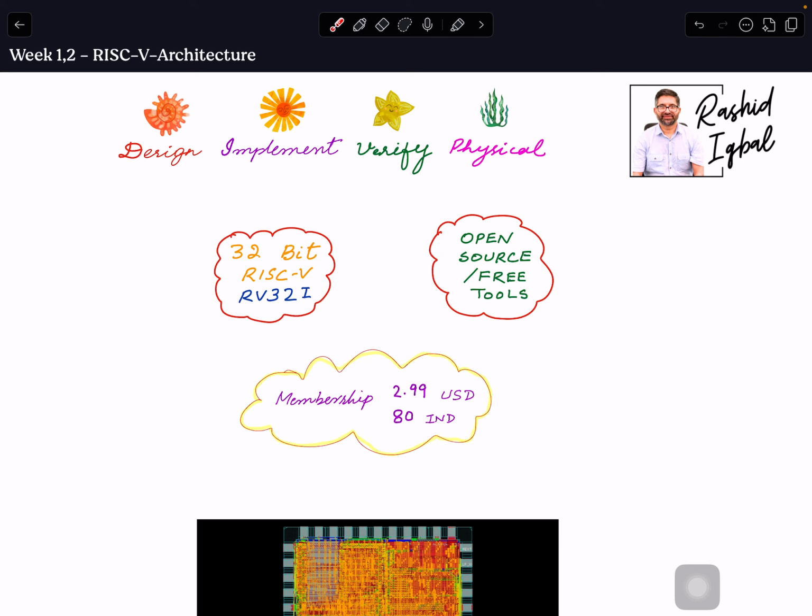And once that is done, we will pick a technology and do a complete physical design on it. Synthesize it, place and route it, clock tree synthesis, timing, DRCs, everything, whatever we can do.